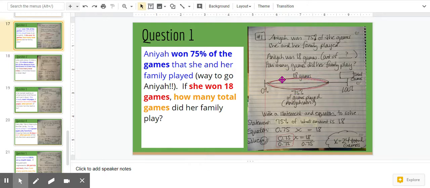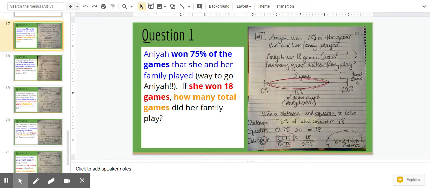Above that, I drew a scoopy the same length. That represents the number of games. We were told she won 18 games, and that is the 75%. We're looking for the total. A great strategy is to write a statement to show how those numbers are related, and then write an equation from it that we can solve.